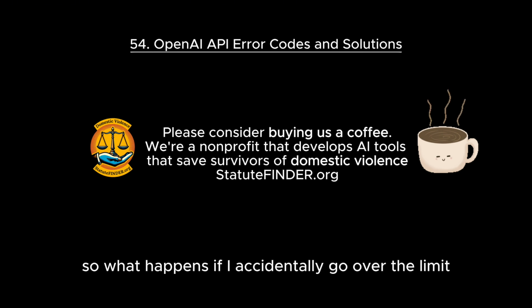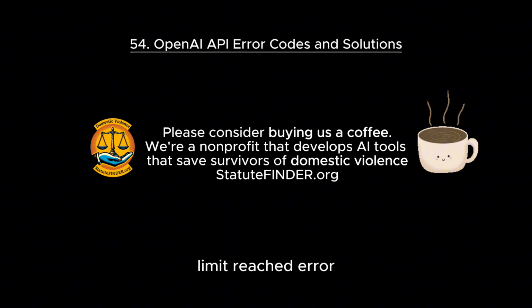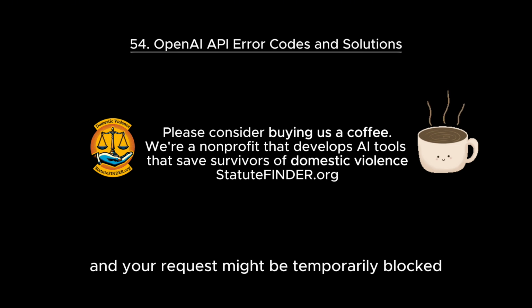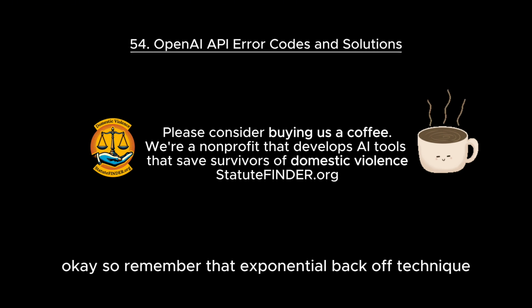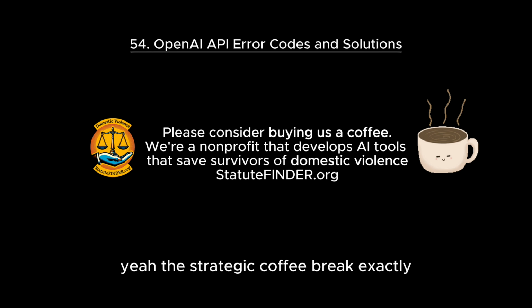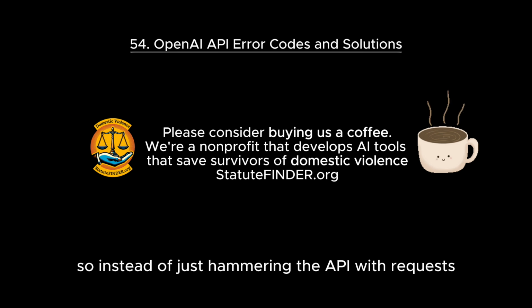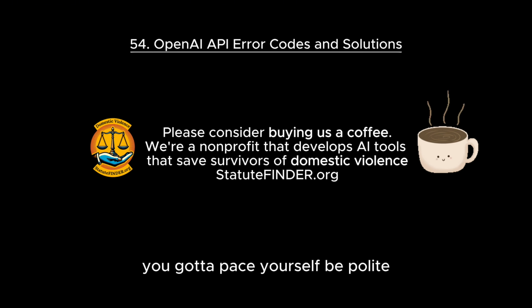Okay, so what happens if I accidentally go over the limit? Well, you'll probably get that rate limit reached error, and your request might be temporarily blocked. Okay. So remember that exponential back-off technique? Yeah, the strategic coffee break. Exactly. So instead of just hammering the API with requests, you've got to pace yourself. Be polite.